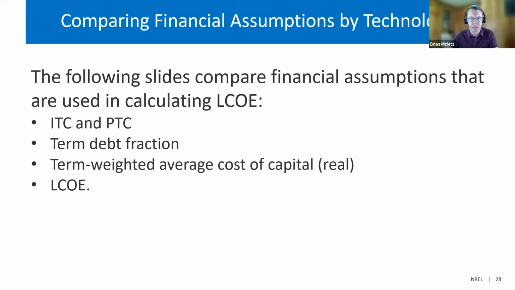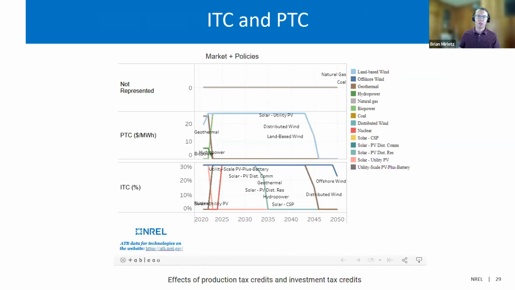So to summarize the financial assumptions, we have a few more slides here, including the assumptions for the investment tax credit and production tax credit, including which technology we assume to receive which, the debt fractions that we calculated, the weighted average cost of capital, and then the levelized cost of energy. So this graphic represents which technologies receive the production tax credit and the investment tax credit. Generally, for many of the out years, utility scale photovoltaics, distributed wind, and land-based wind are receiving the production tax credit, and other technologies are receiving the investment tax credit.